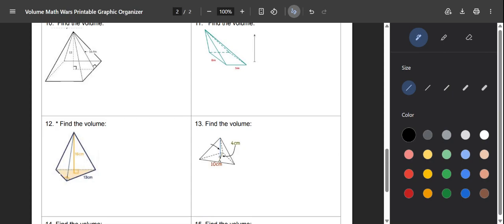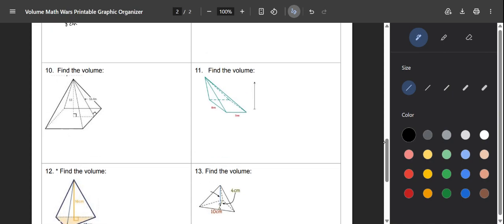Number 10, this is a you do problem. You do need to know the base of that pyramid is 20 meters. So use that same formula: 1/3 area of the base times the height. Pause the video here. When you're ready with your answer to come back and check it, unpause.